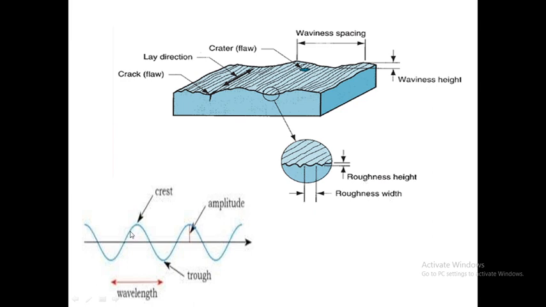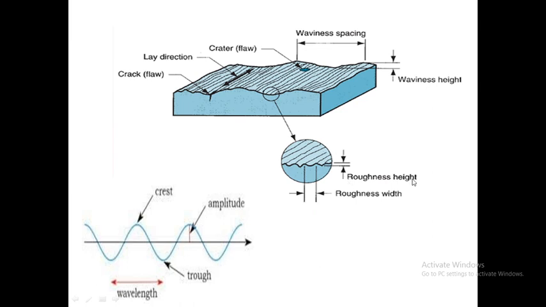The distance between one crest and the successive next crest is called the roughness width. You can see that in this diagram, a dimension called the wavelength has been given. So, wavelength and roughness width are one and the same. It is the distance between one crest and the next successive crest. Also, you can say that the roughness width is the distance between the first trough and the next successive trough.